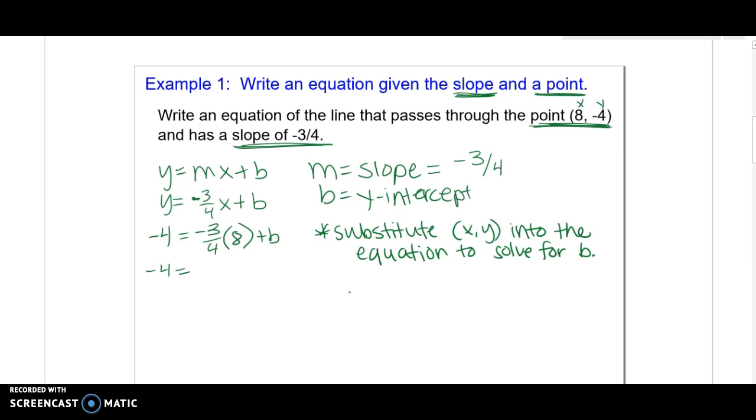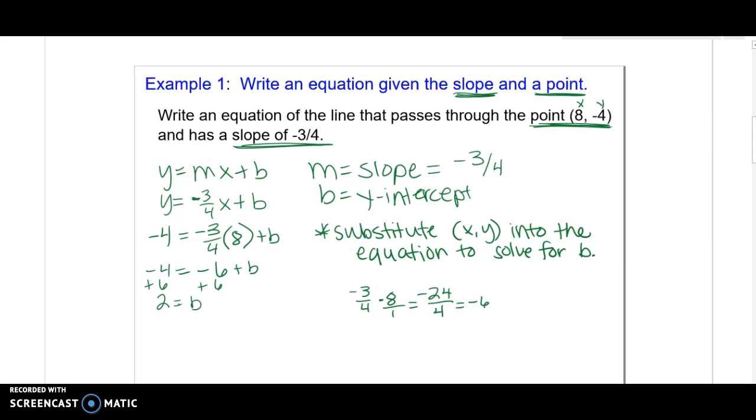I usually just go over to the side. So we need to do -3/4 times 8 over 1. -3 times 8 is -24. 4 times 1 is 4. -24 divided by 4 is -6. So that is -6 plus b. Okay. And then in order to get b all by itself, we need to add 6 to both sides. -4 plus 6 is 2, and that is our b value.